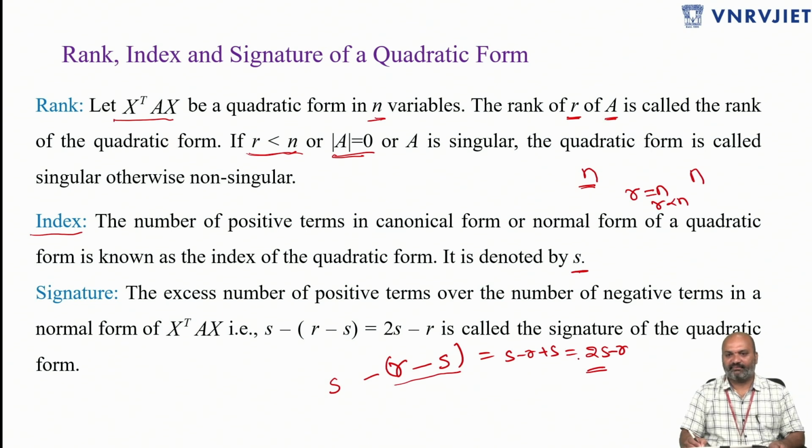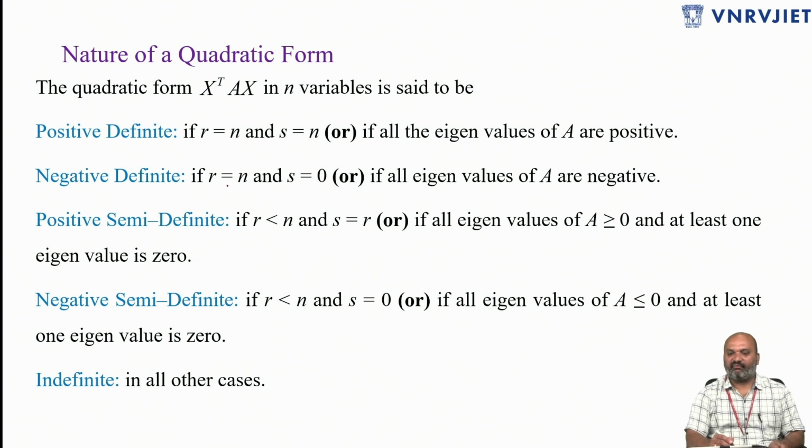Let's see the nature of quadratic form. We can describe the nature of quadratic form in two ways. I'll explain both. Let x transpose Ax be a quadratic form in n variables. So we have five different kinds of nature: positive definite, negative definite, positive semi-definite, negative semi-definite, and indefinite. Let's see one by one. First one, positive definite. If r equals n and s equals n, what is the meaning of this?